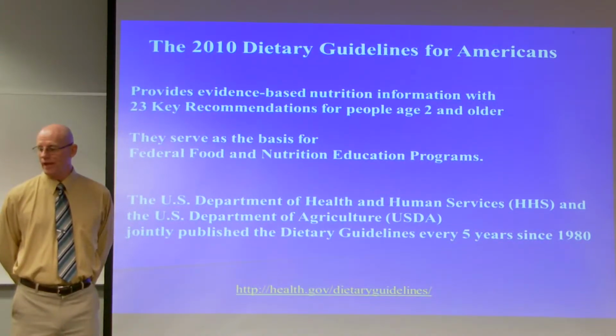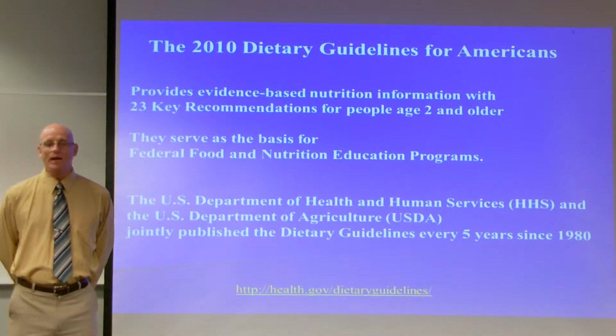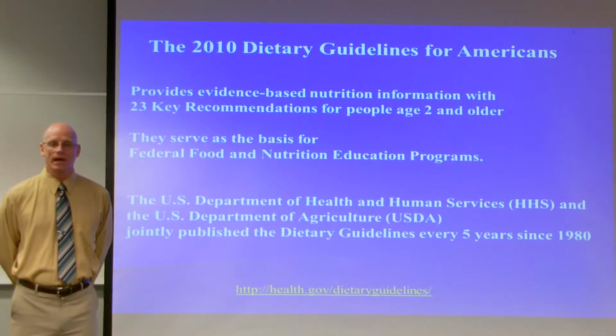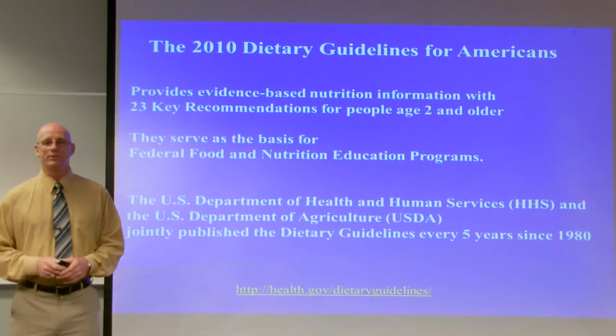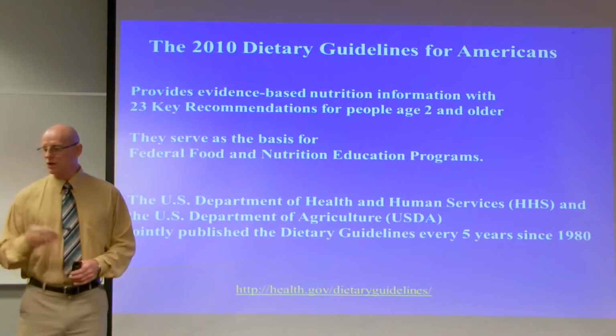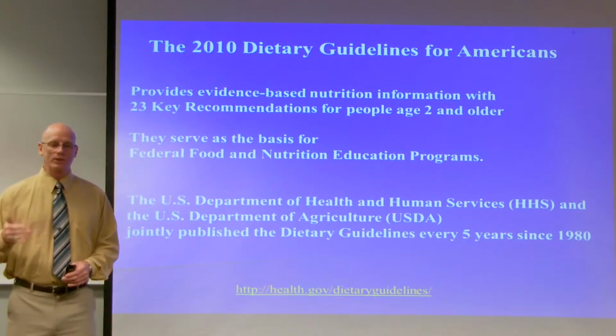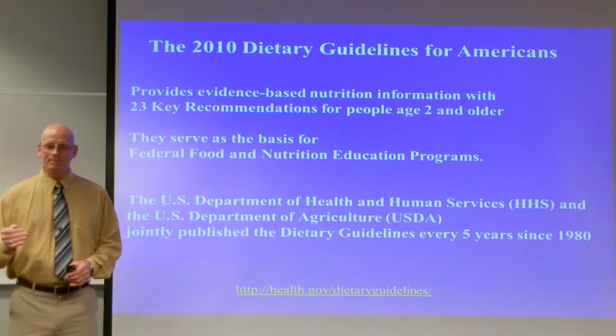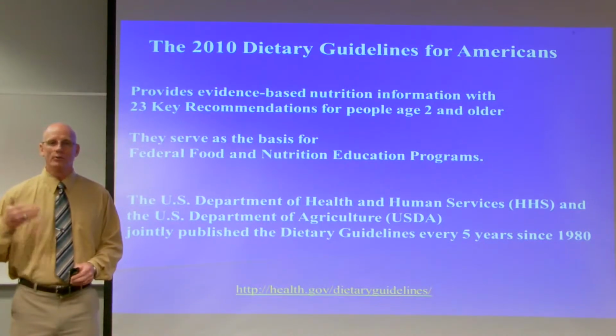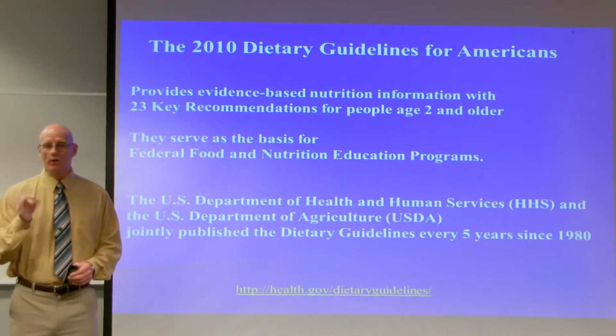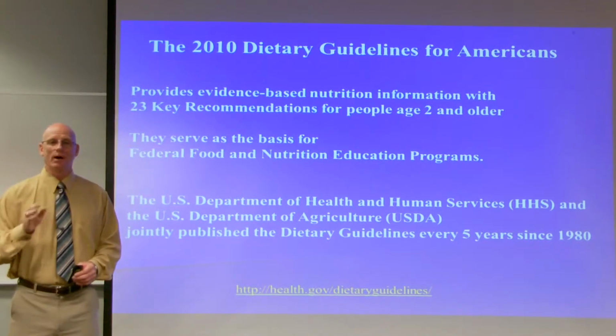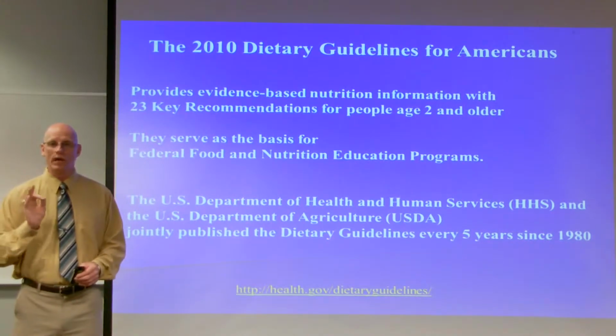The U.S. Department of Health and Human Services and the U.S. Department of Agriculture jointly published the dietary guidelines every 5 years since 1980. Right now we're working on the 2010 dietary guidelines, and they are planning for the 2015 dietary guidelines. I would like to go over these 23 key recommendations because they provide a foundation again. And once we go over them, you'll see a pattern of the recommendations that are used, not only in the guidelines, but they're also used in the food guides.